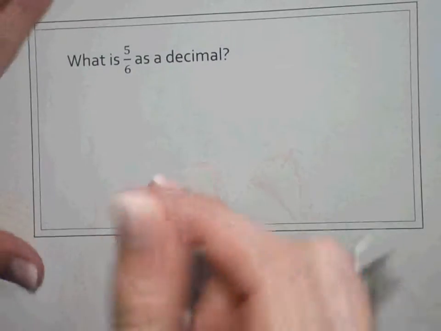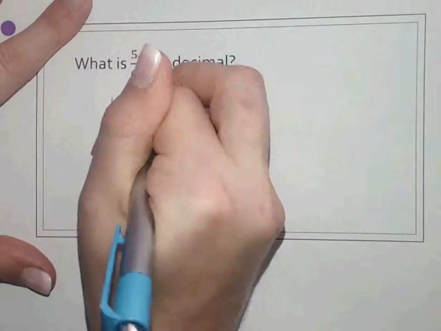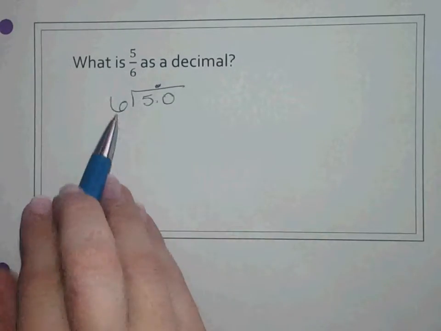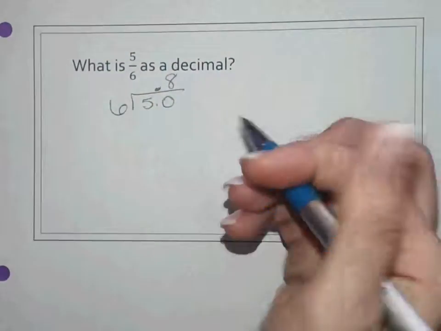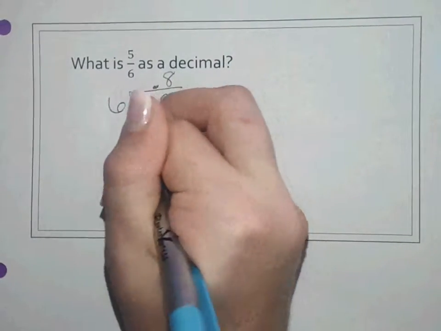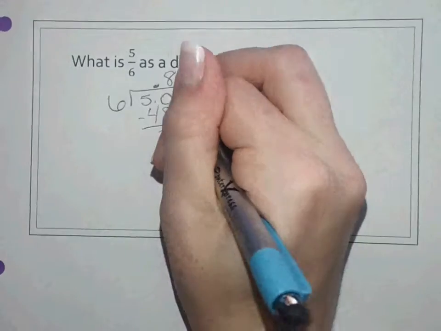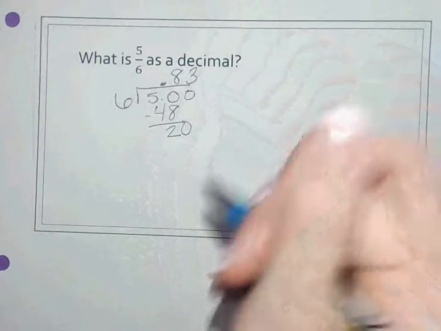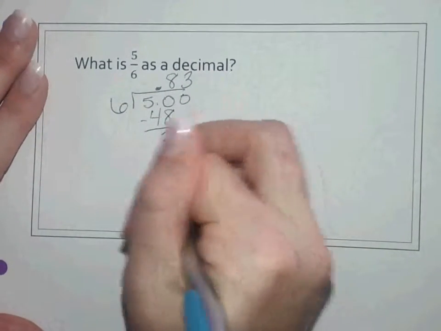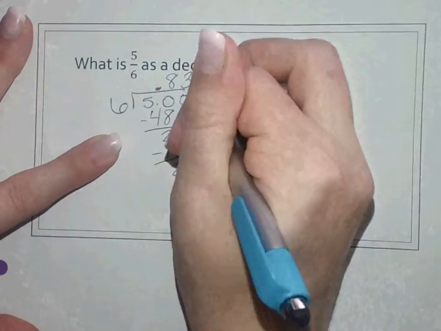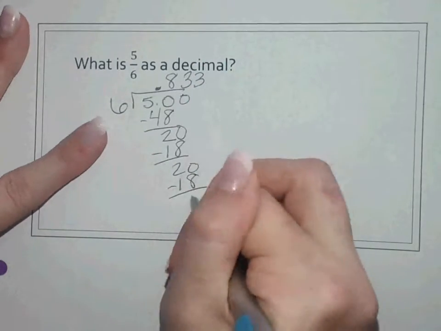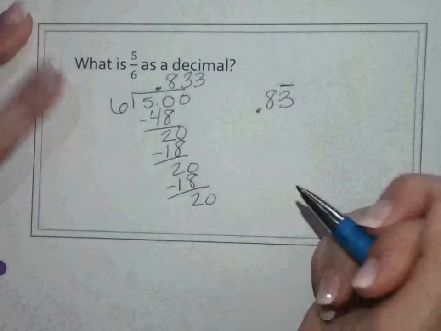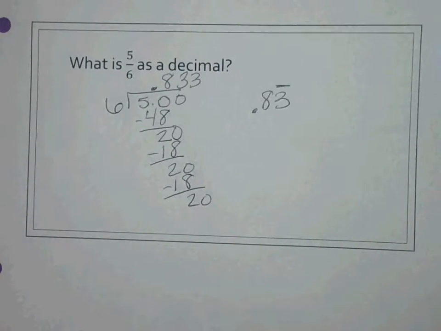What about 5/6? Well, I could do the same thing. 6 goes into 50 8 times. That's 48 with 2 left over. 6 goes into 20 3 times. That's 18 with 2 left over, and so on. So this is going to be 0.83, and only the 3 repeats. So I'm going to put that repeating line over the 3.